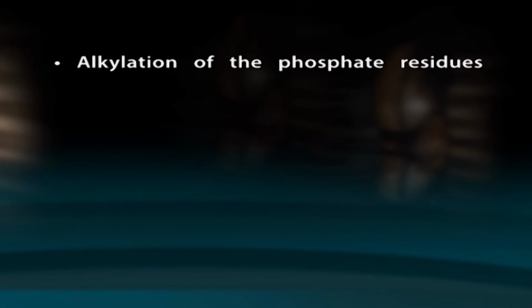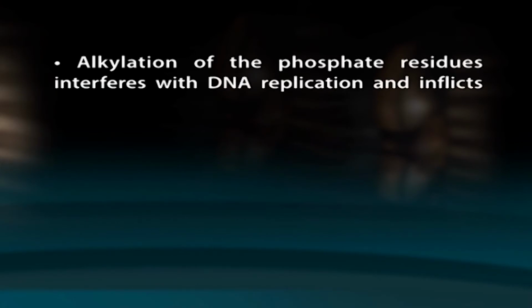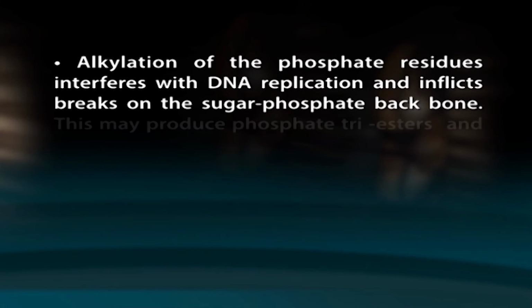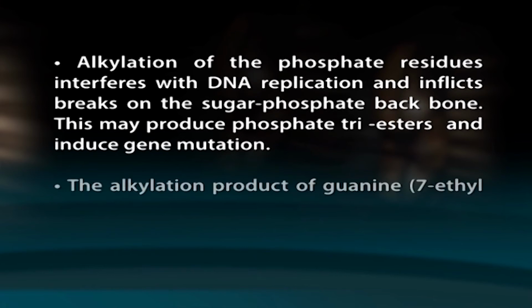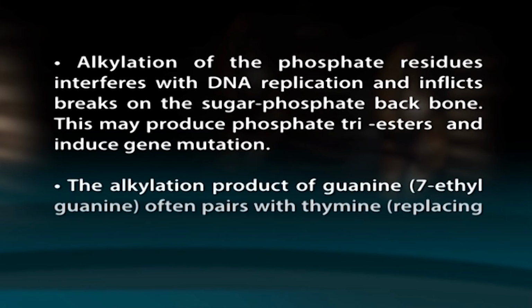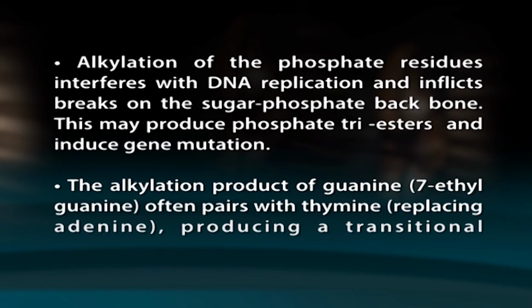Alkylation of the phosphate residues interferes with DNA replication and inflicts breaks on the sugar phosphate backbone. This may produce phosphate triesters and induce gene mutation. The alkylation product of guanine, 7-ethyl guanine, often pairs with thymine, replacing adenine, producing a transitional substitution mutation.